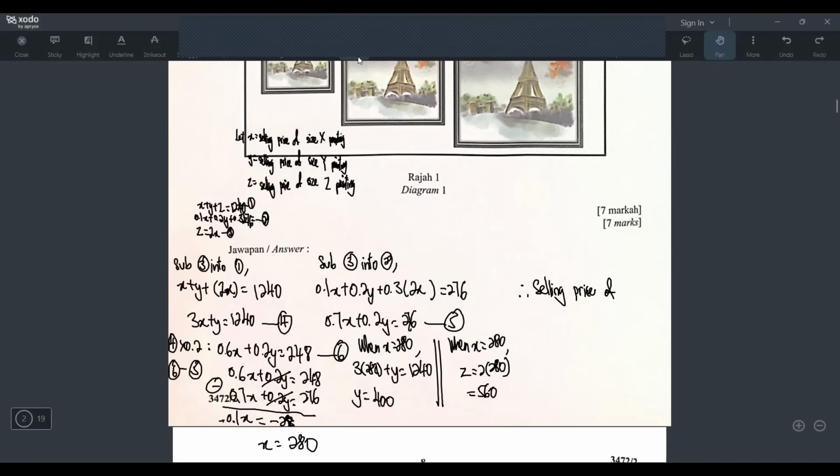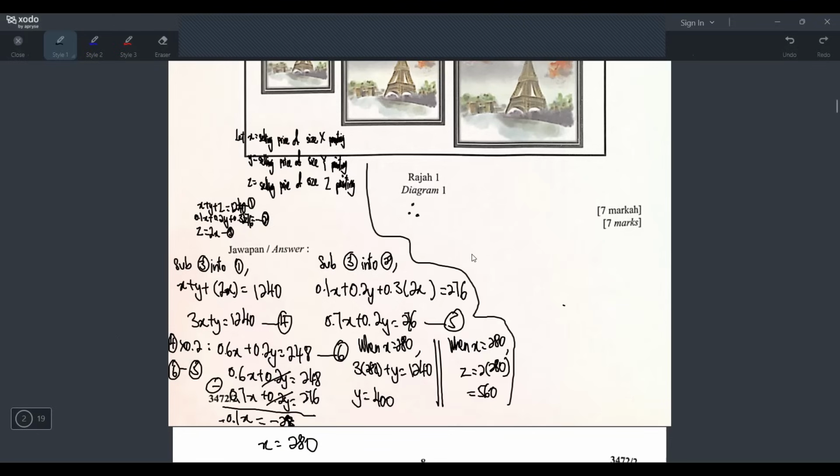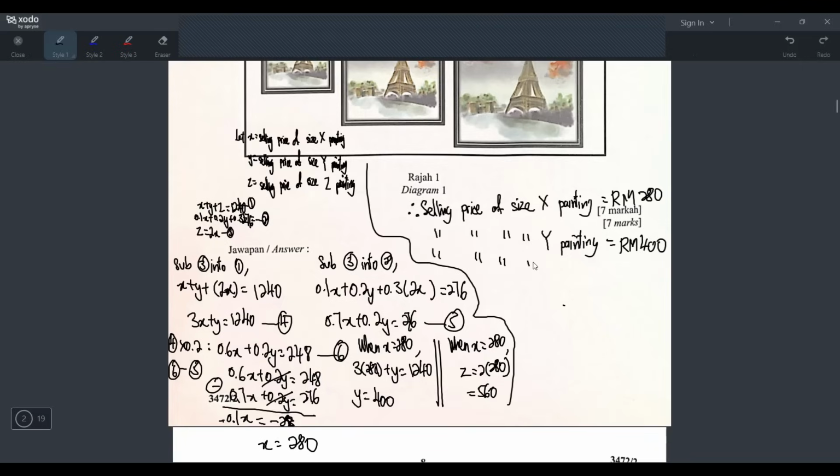Okay, wait. I need more space actually. So let me write up here lah, because I takut tak cukup tempat. Alright, so I'm gonna write selling price. Selling price for of size X painting is equals to RM. So how much just now? 280, right? And then selling price of size Y painting is equals to RM 400. And then selling price of size Z painting is RM 560.